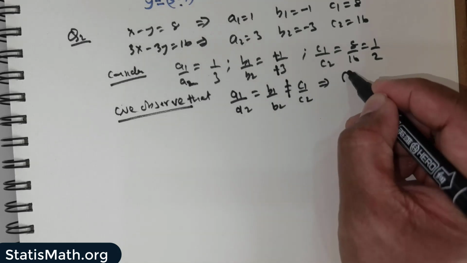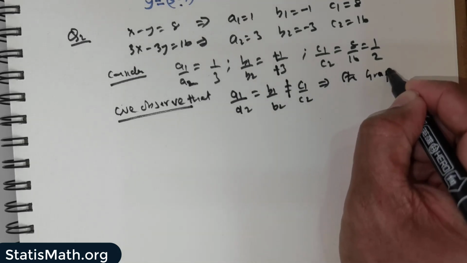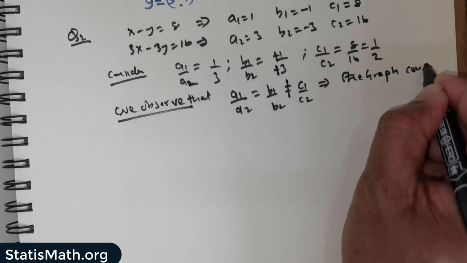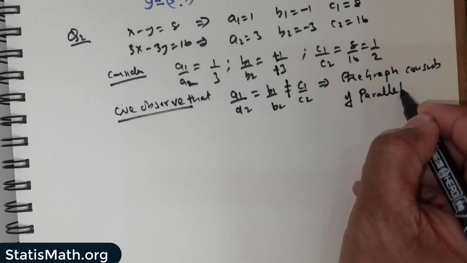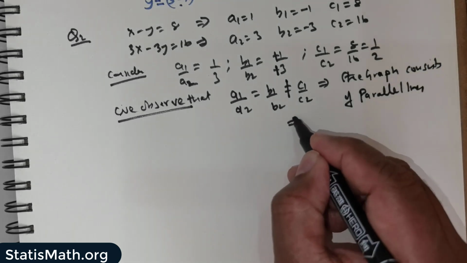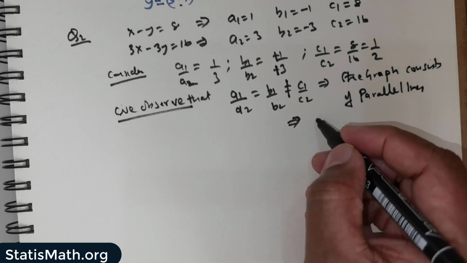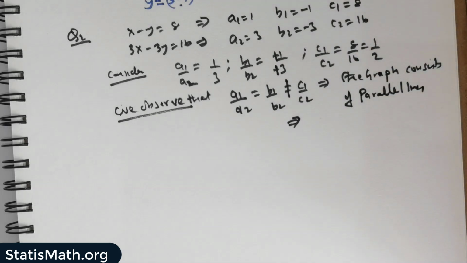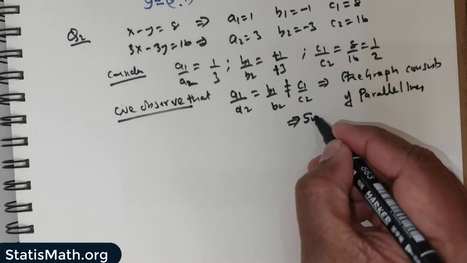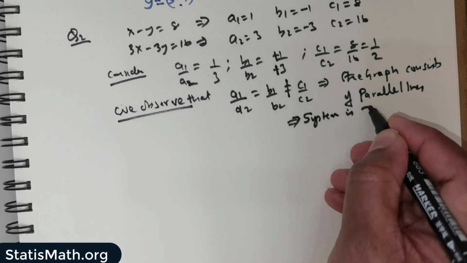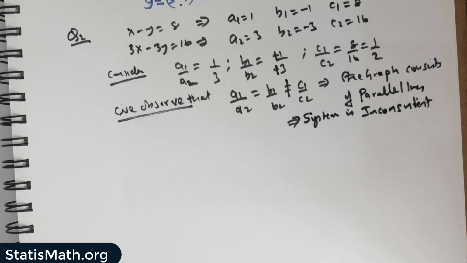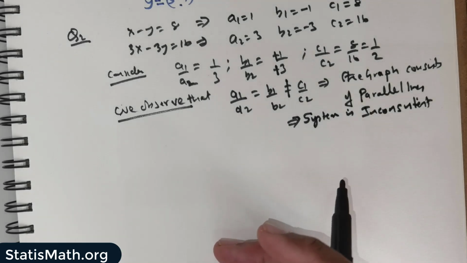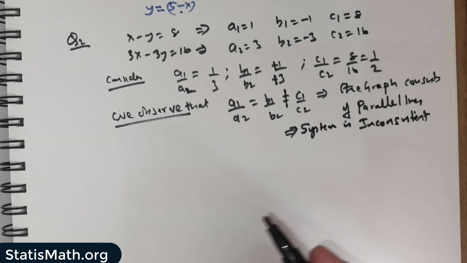So this means the graph consists of parallel lines. What can you say if they are parallel lines? The system is inconsistent. That's the important conclusion you need to have. Now you can draw this. I leave it to you.